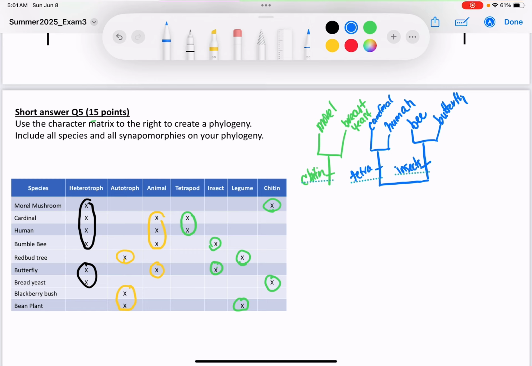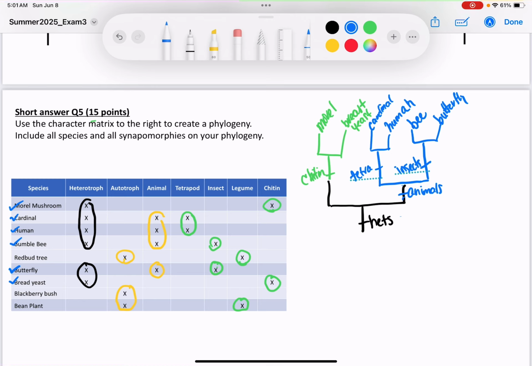And then those were all grouped together with the fungi because they're all heterotrophs. That's what I was wanting to do. Why won't my pen go back? Okay. They're grouped there because they're all heterotrophs. These up here are all animals. Okay, and then let's see where I'm at. So I've got the cardinal, the human, the bumblebee, the butterfly, the bread yeast, and the mushroom, the morel.